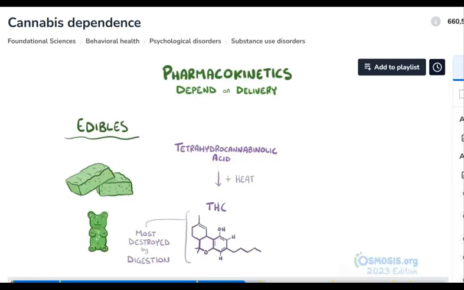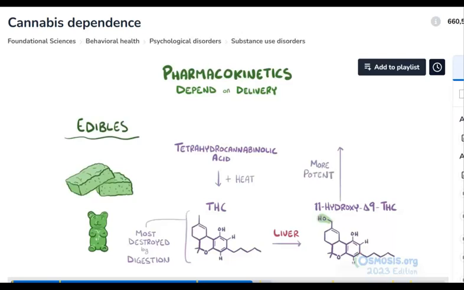Blood from the gastrointestinal tract gets delivered to the liver, where THC gets metabolized, and it leads to the formation of 11-hydroxy-delta-9 THC. This is a psychoactive metabolite even more potent than THC because it can more easily penetrate the blood-brain barrier. This largely explains why individuals who consume cannabis rather than smoke it experience more intense psychedelic symptoms.